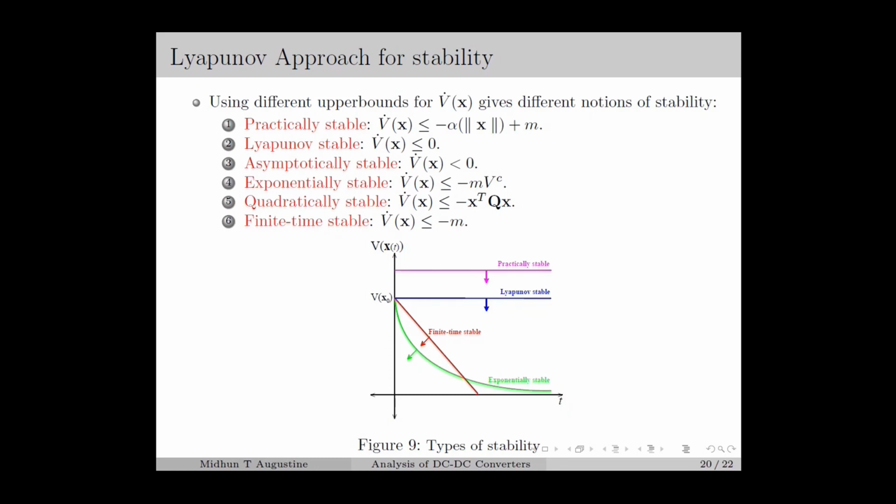And for Lyapunov stable and practically stable, the Lyapunov function will be bounded, which basically indicates that the state trajectory will remain in a bounded region around the equilibrium point.